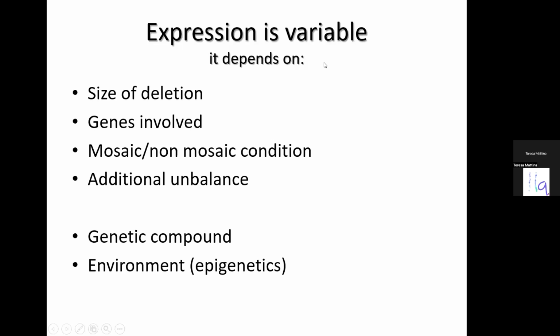The expression is variable. It depends on the size of the deletion and the genes involved, how many genes are missing and which genes are missing. It depends on whether there is a mosaic or non-mosaic condition, whether there is additional imbalance, and also the genetic background. We don't have only chromosome 11, we have 23 pairs of chromosomes. So the other genetic factors are important, and environment and epigenetics also contribute to the phenotype. So the phenotype can be different in patients with the same deletion.